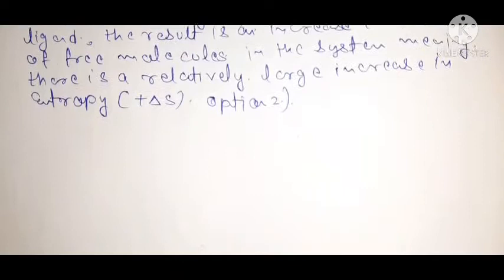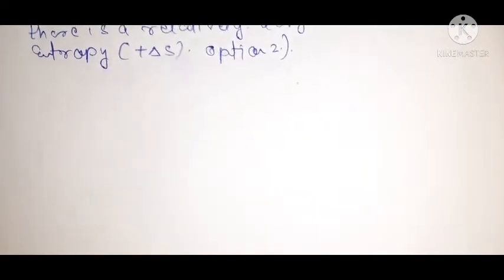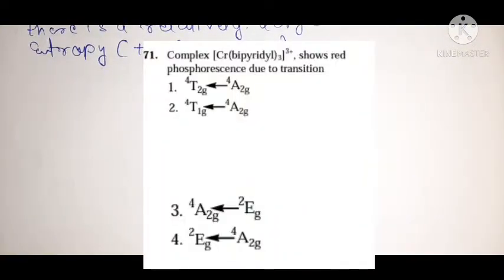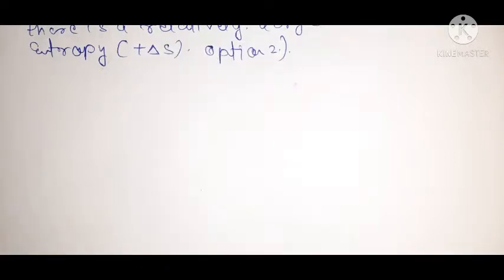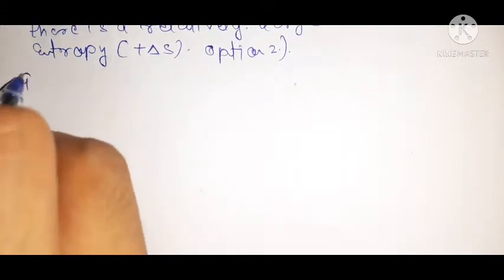Okay, so now we move towards our next question, and see, it says this complex shows red phosphorescence due to which transition, and we have four options. Okay, so in this question we have a complex of chromium 3 plus ion, and this complex shows red phosphorescence, and what transition is responsible for this red phosphorescence out of these four options. And this question is coming for 4 marks. That means this question is related to your part C. Okay friends, so let's do the solution of this question.